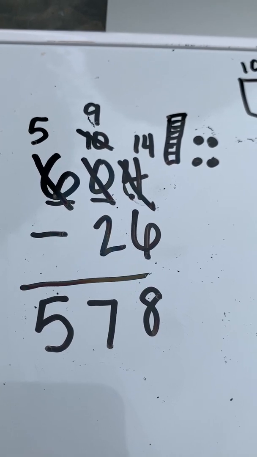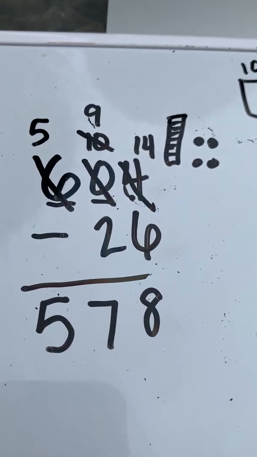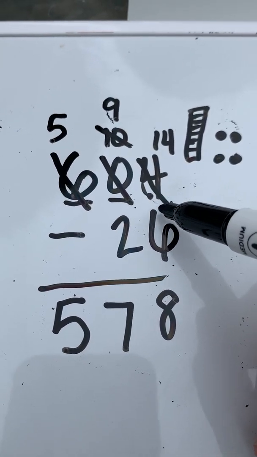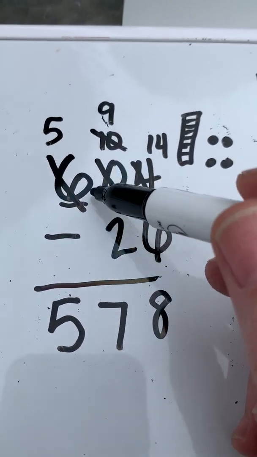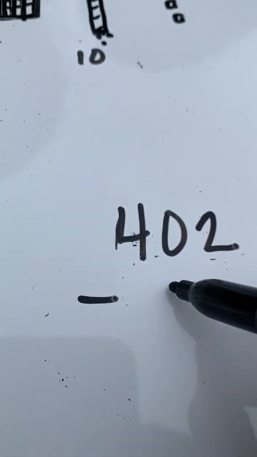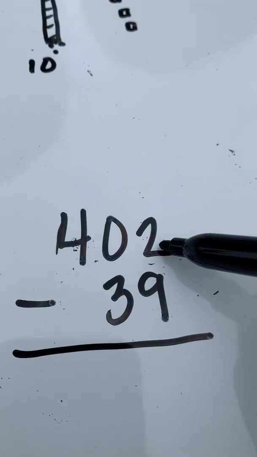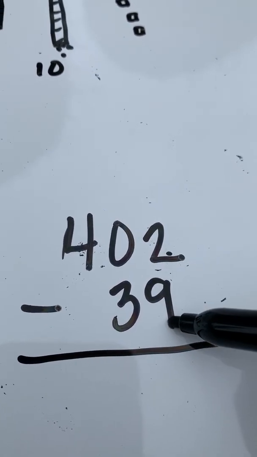So I hope that answers your question, Cody. I think that's what I remember you asking, but I feel pretty sure that what maybe you were confused about is there's a 0 here. So let's do another one really quick. Let's say 402 minus 39. So I can't do this, right?